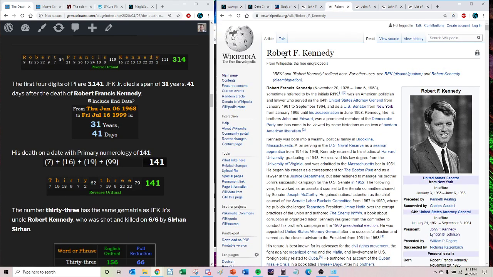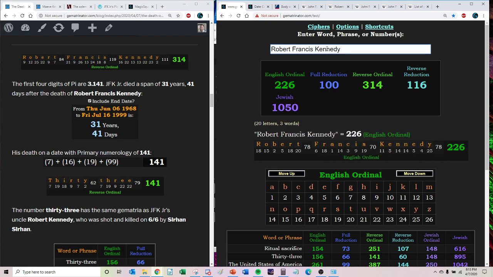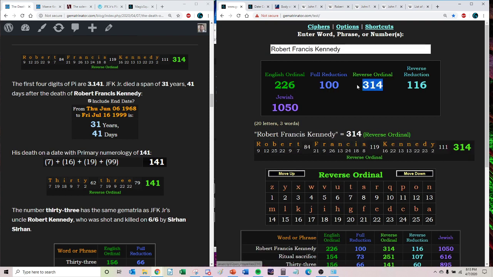But it's not just the death of JFK Sr. that's related to the birth and death of JFK Jr. His uncle, Robert F. Kennedy, popularly known as RFK, also factors into this numeric ritual. The name Robert Francis Kennedy sums to 314 in the reverse order, and these are the first three digits of pi. Before I talk about this number, I actually want to focus on the ordinal Gematria.